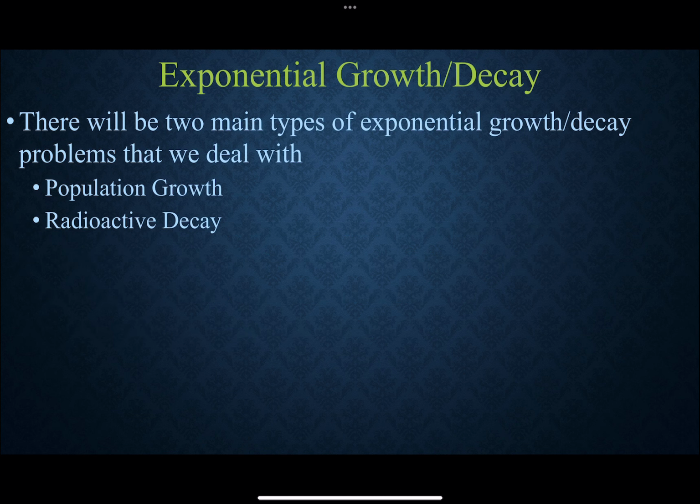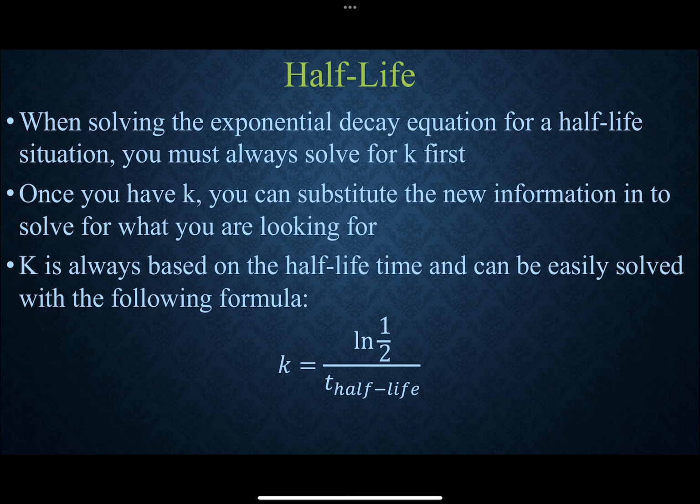So we're going to talk about two main types. There are obviously many different types, but we'll talk about population growth for a growth question, and radioactive decay for a decay question. Now, when we talk about radioactive decay, we're typically talking about half-life questions. So we need to solve for that growth constant, or in this case decay constant, first. For a half-life question, it's actually kind of nice. K is always going to be ln of a half divided by whatever the half-life time is. This is always going to give us a weird decimal. Sometimes it'll be in scientific notation, sometimes in normal decimal format.